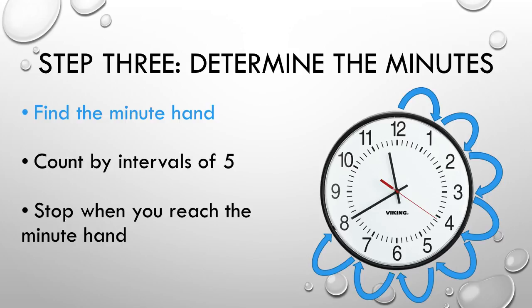Now that we have found the hour, we need to determine the minutes. First, find the minute hand, long, on the clock. There are four dashes in between each number that represent the minutes. An easier and quicker way to count the minutes is by intervals of 5. Start at the 12 and count by 5s until you reach the 8, which is where the minute hand is pointing to. Let's count. 5, 10, 15, 20, 25, 30, 35, 40. Stop when you reach the 8.